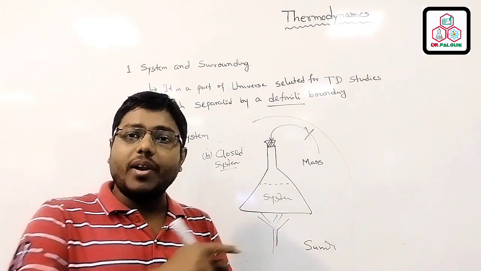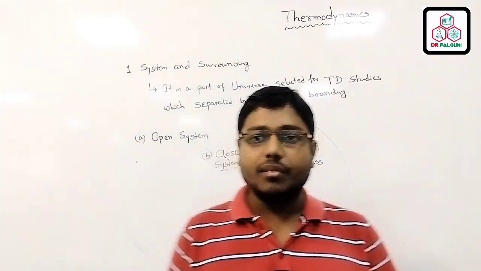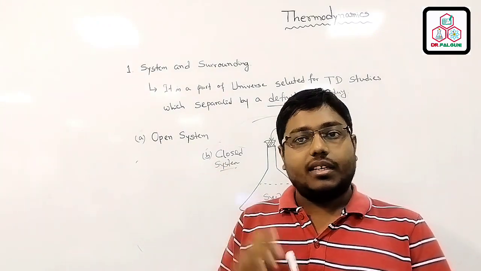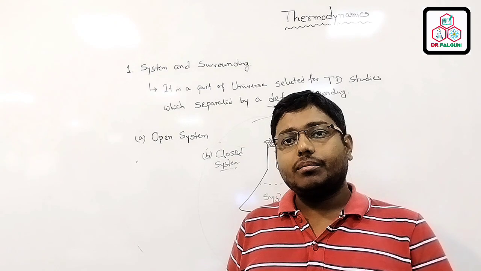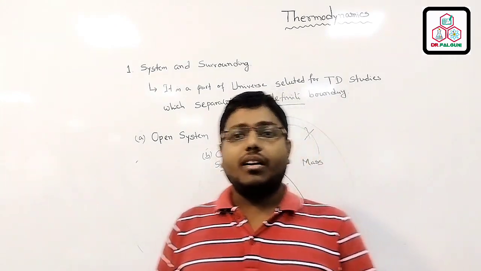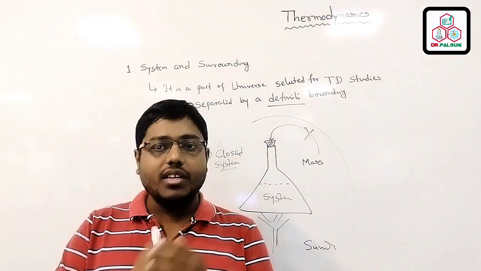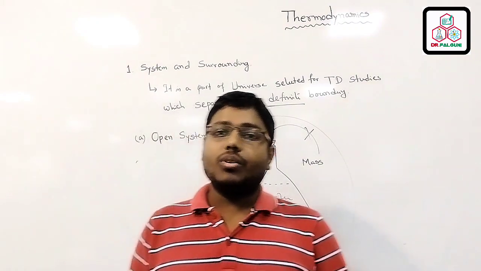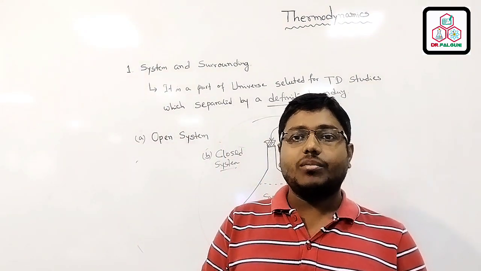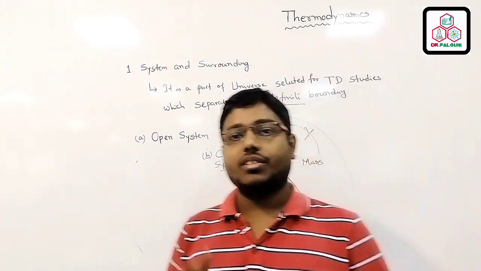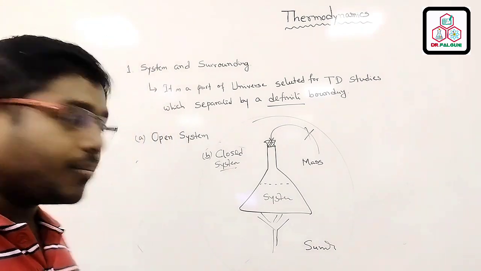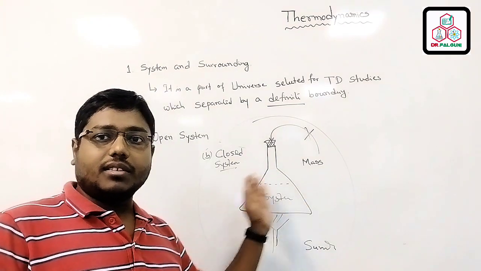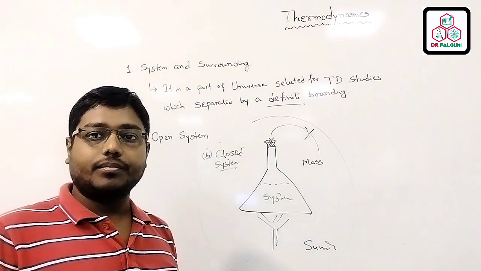So what is the difference between open system and closed system? In open system, there is no limitation for transfer of mass as well as energy. But in the closed system, only energy can be transferred from surrounding to system or system to surrounding, but mass is not allowed to transfer, neither system to surroundings nor surrounding to system. This is the main difference. But in both cases energy is allowed to transfer from either system to surrounding, surrounding to system. Okay.